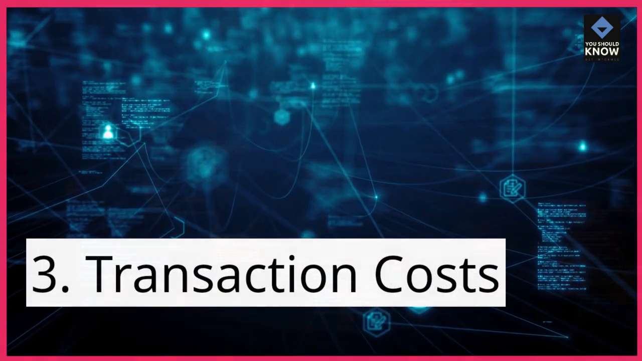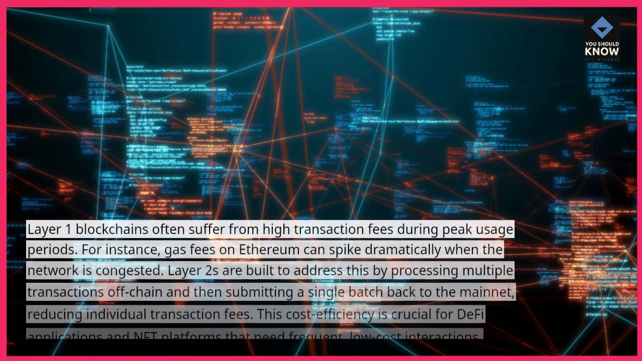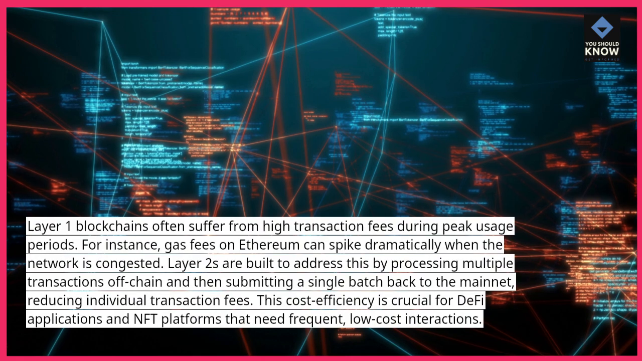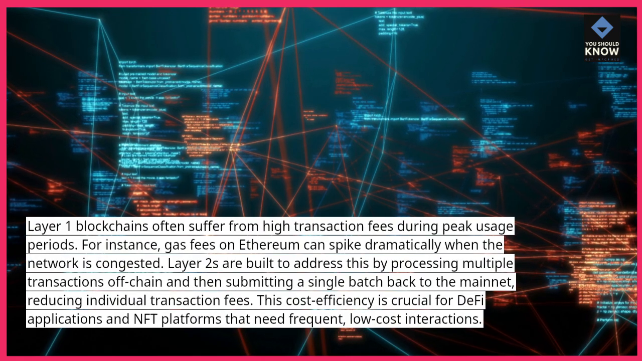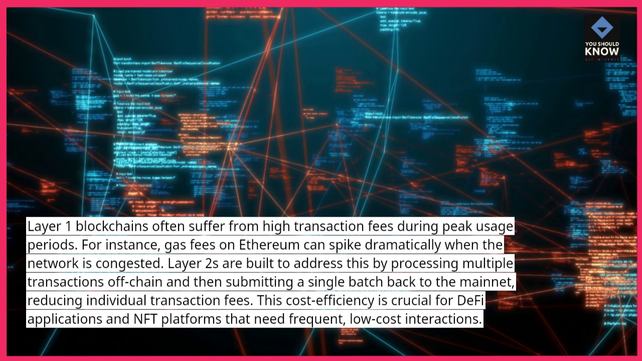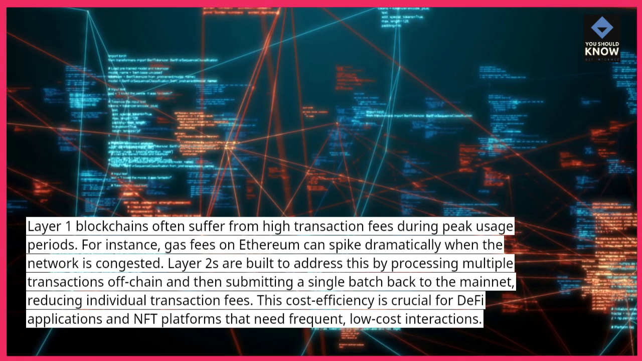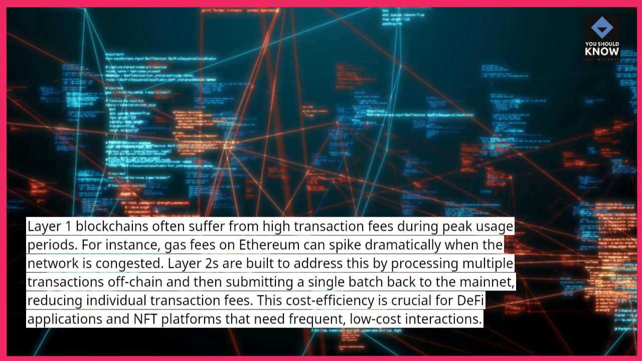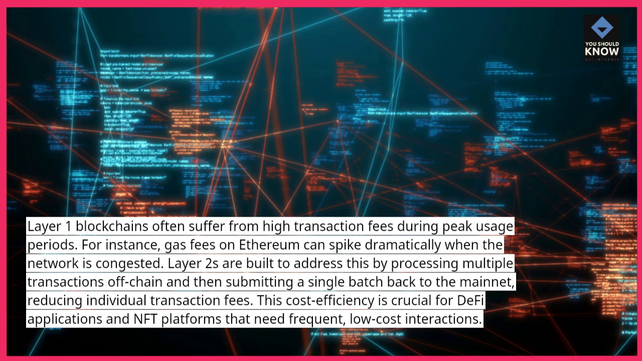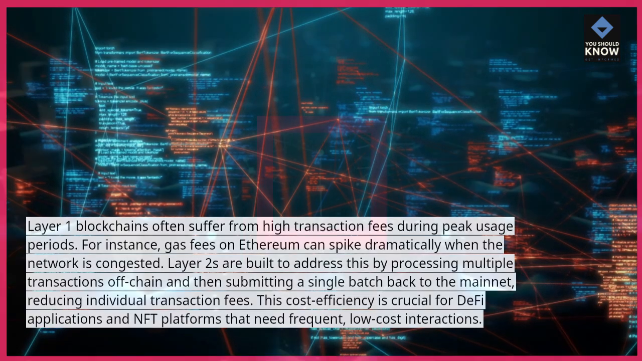3. Transaction costs. Layer 1 blockchains often suffer from high transaction fees during peak usage periods. For instance, gas fees on Ethereum can spike dramatically when the network is congested. Layer 2s are built to address this by processing multiple transactions off-chain and then submitting a single batch back to the mainnet, reducing individual transaction fees. This cost efficiency is crucial for DeFi applications and NFT platforms that need frequent, low-cost interactions.